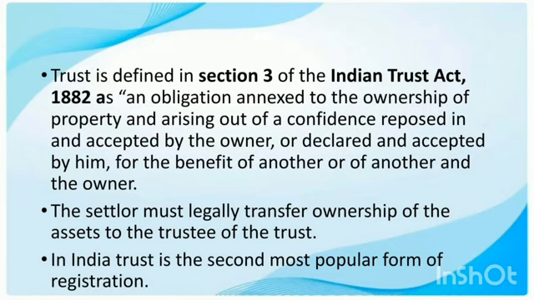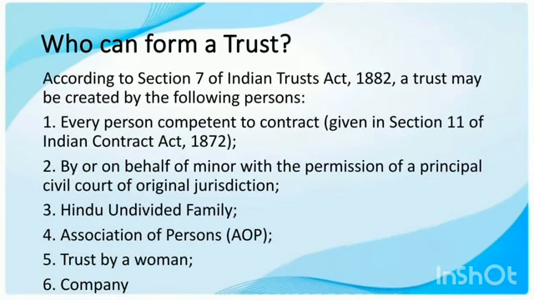Here, the settlor must legally transfer ownership of the assets to the trustee of the trust. In India, the trust is the second most popular form of registration in the world. Who can form a trust? According to Section 7 of the Indian Trusts Act 1882, a trust may be created by any of the following persons, such as by or on behalf of a minor with the permission of a principal civil court of original jurisdiction.